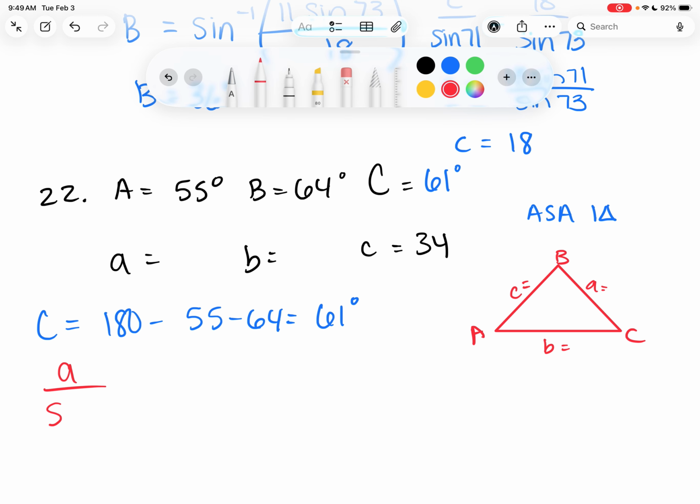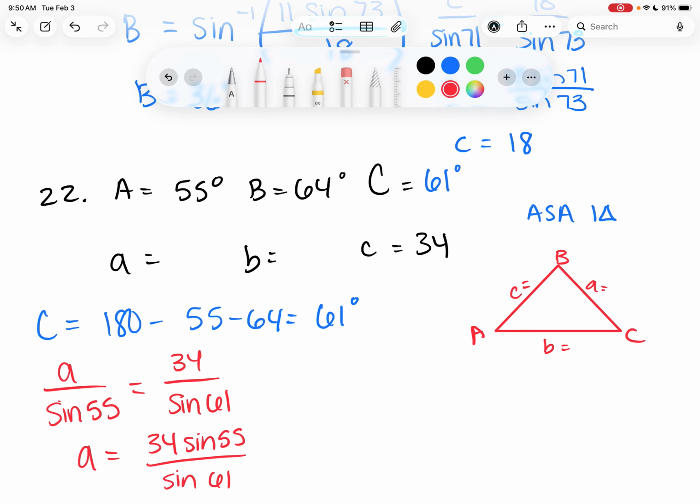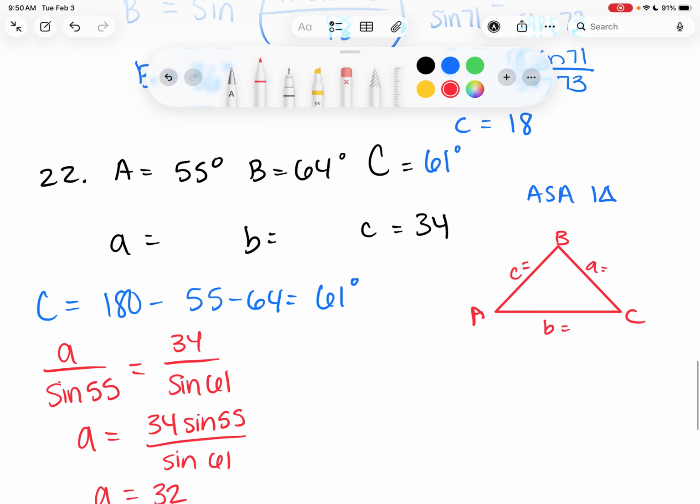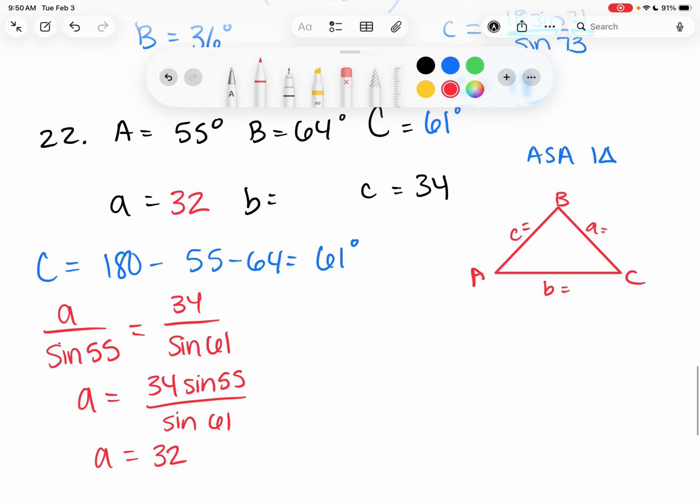So I've got A over the sine of 55 is equal to, now obviously on this one I didn't have two pieces of given information, but I only have one other thing that I have all the information for, so I have no choice but to use C. So we've got 34 over the sine of 61. Then we just need to multiply by the sine of 55. So A is 34 times the sine of 55 over the sine of 61. So we got side A is 32, which makes sense. That's less than side C.